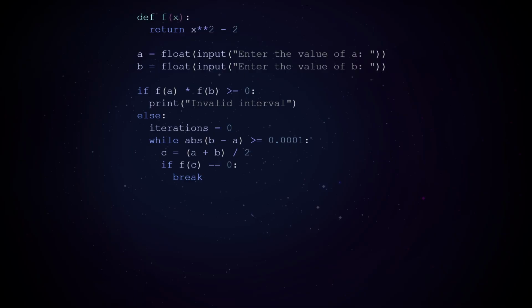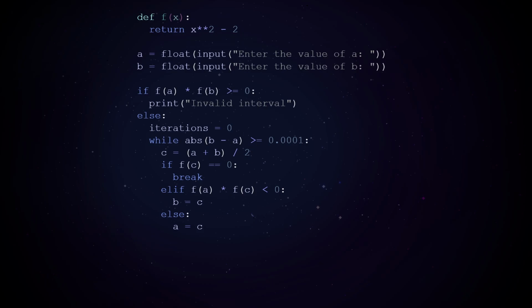If f(c) is accidentally 0 or very close to 0, it is better to put 0.0001 or something like that. I'm just illustrating this example. You break. Otherwise you have to check if f(a) multiplied by f(c) is less than 0. If it is less than 0, then you replace b by the new midpoint c, or if it is positive, then a is replaced by c, or you can put it the other way around.